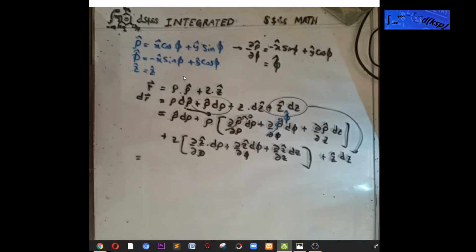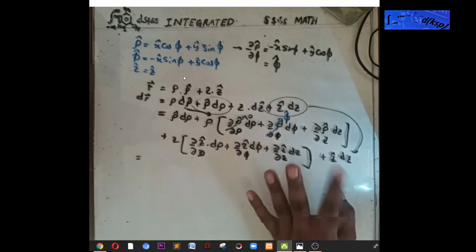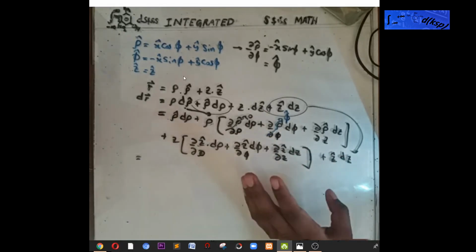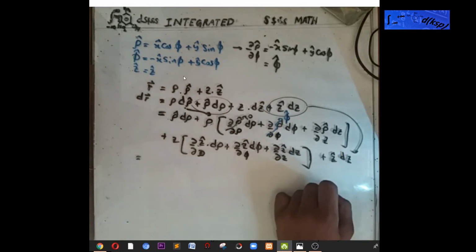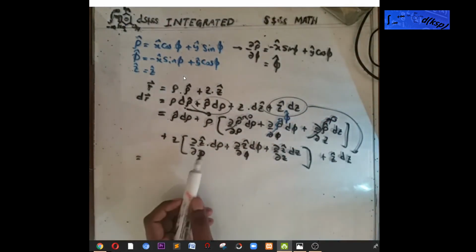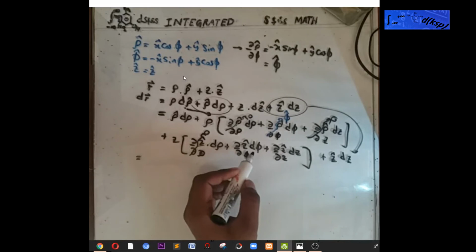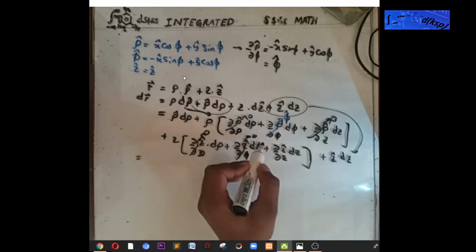Partial rho hat. What about the partial rho hat with respect to z? I'm worried about that because I'm using a primitive camera to draw it. Partial rho hat with respect to z. There are no z terms, so it becomes 0. We have only these terms. What about this guy? Partial z hat with respect to rho. There's no rho terms, so this also becomes 0. This guy also is 0.